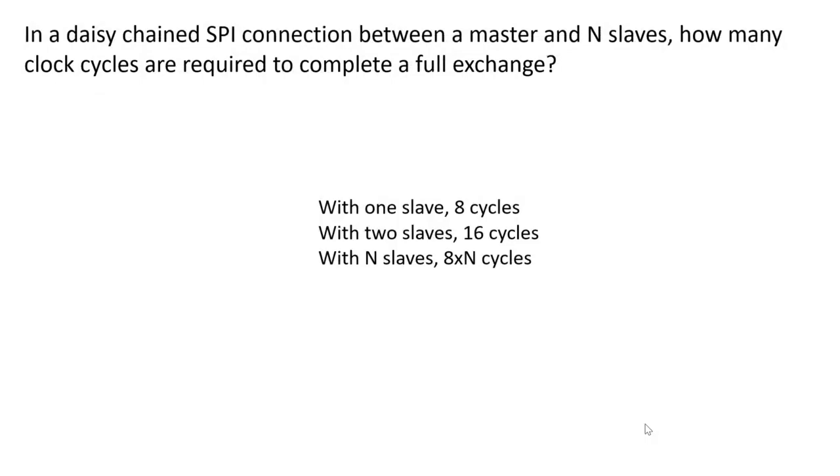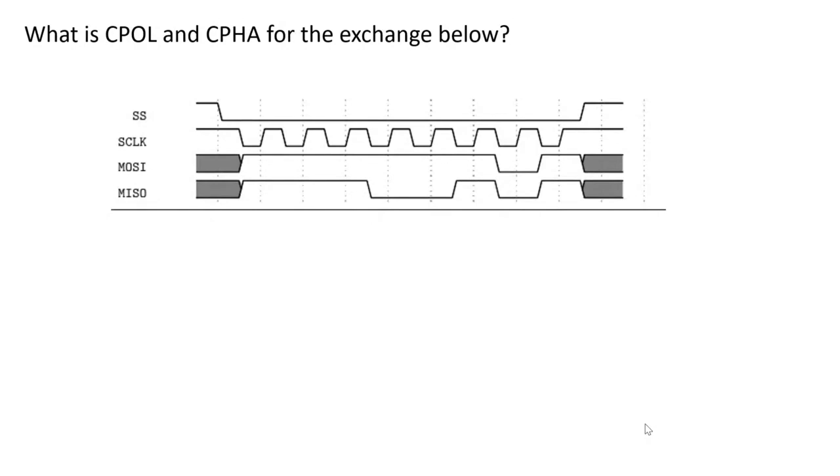If you have 2 slaves, it would be 16 cycles. With N slaves, it would be 8 times N cycles. So this is a daisy chain where basically the master sends bits into the first slave, and then the first slave sends bits into the second slave, and the second slave to the third slave, and then eventually when you get to the last slave, it goes back to the master. So this is one way to do multi-slave SPI, multiple slaves with one physical SPI interface.